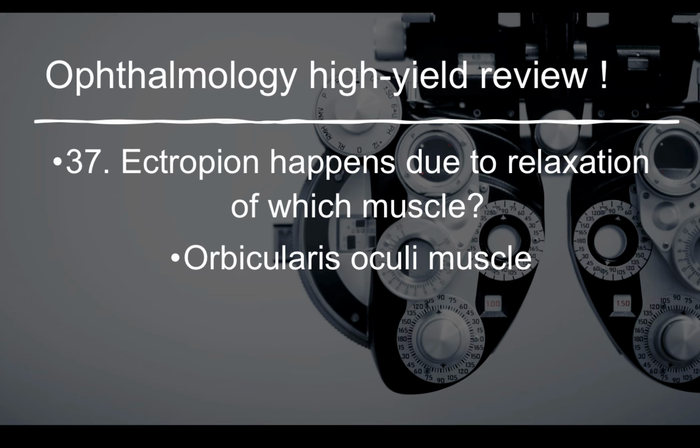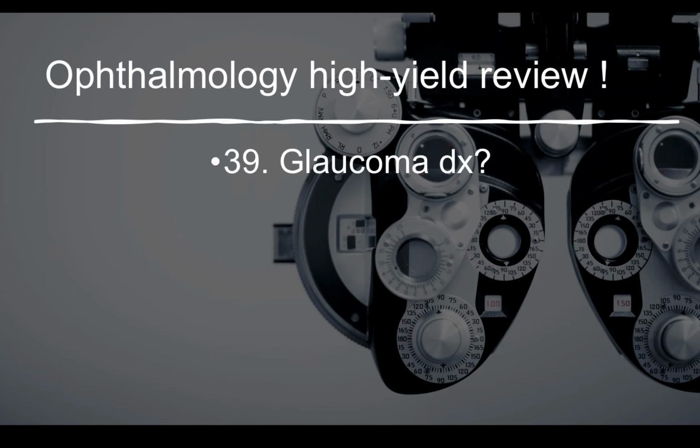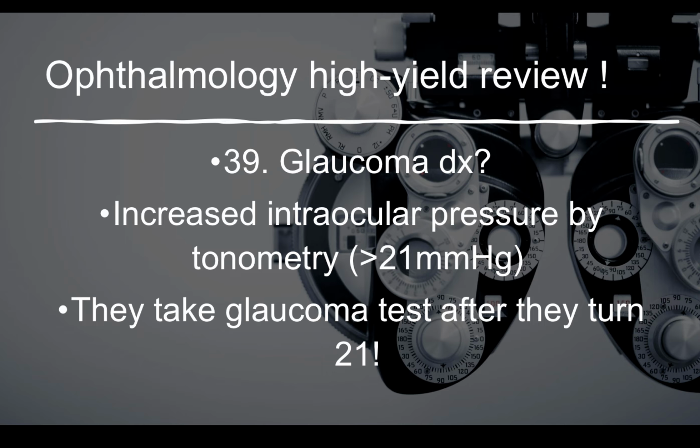Glaucoma vision. Again, we'll cover this. So this is a peripheral vision, goes out first, looks like a tunnel vision. Glaucoma diagnosis. With the patients with glaucoma, they're going to have increased intraocular pressure by tonometry greater than 21. So 21 is a key number in this high yield. So greater than 21, you should be thinking glaucoma. They take glaucoma test after they turn 21. So greater than 21, that's how I remember that.